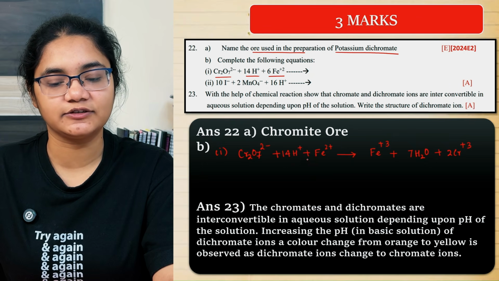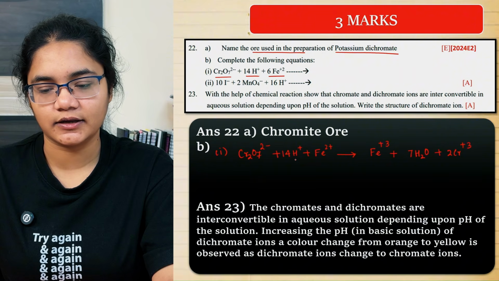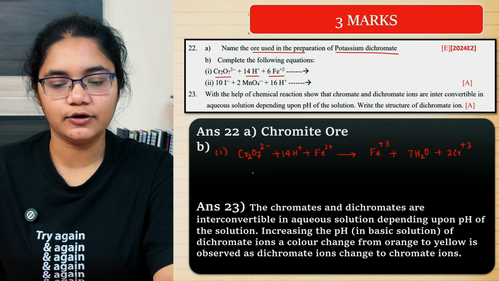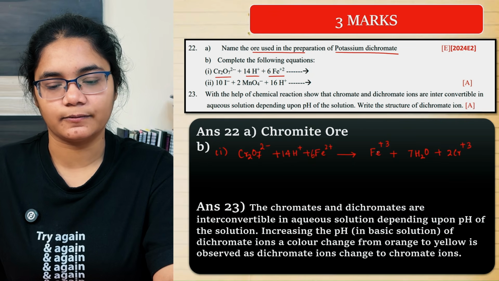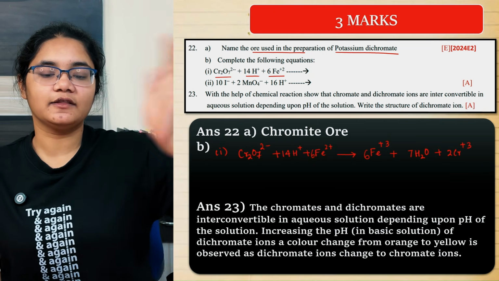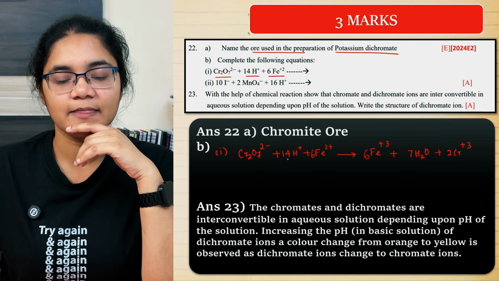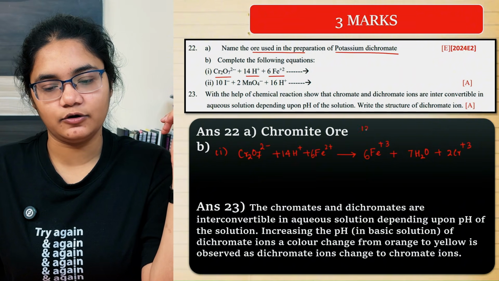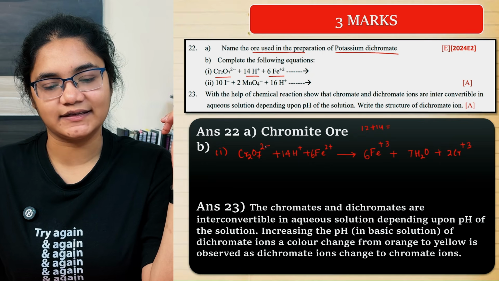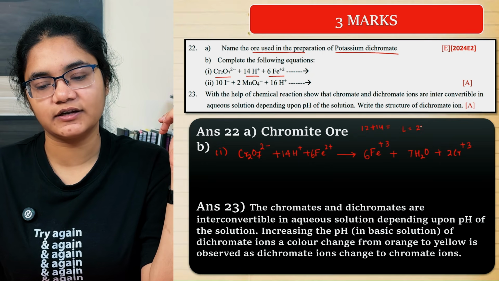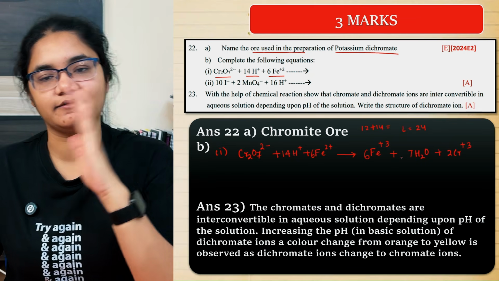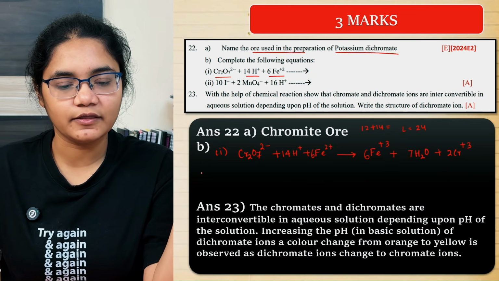Total net charge on this side is +14. We need to multiply this equation with 6 also, right? 6 Fe2+ and 6 Fe3+. Why? Because there will be only loss of 1 electron, so you have to multiply by 6 here. Now if you see the total charge, this is +12 plus 14, that is 26. 26 minus 2 is 24. So the left side total charge is 24. On the right side, 6 3s are 18 charge and 2 3s are 6. So 18 plus 6, left side also 24, right side also 24. So the reaction is well balanced.